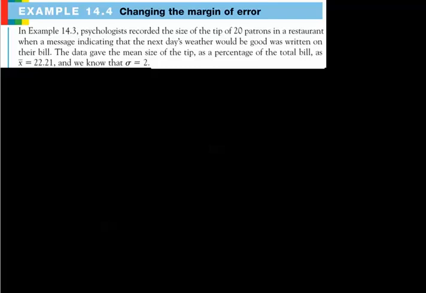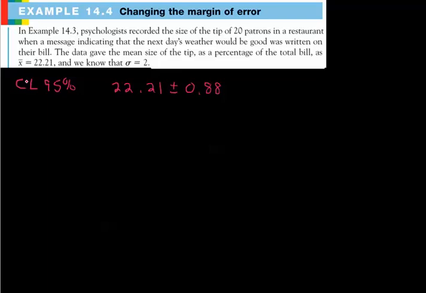So we know from our previous example 14.3 that when we have a confidence level of 95%, our confidence interval was 22.21 plus or minus 0.88. So that's what a confidence level of 95% would look like.